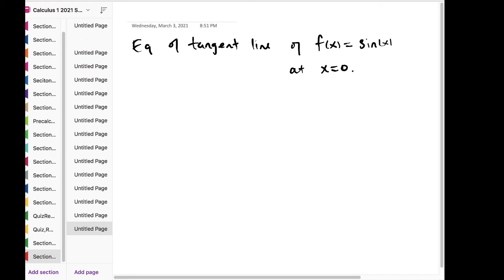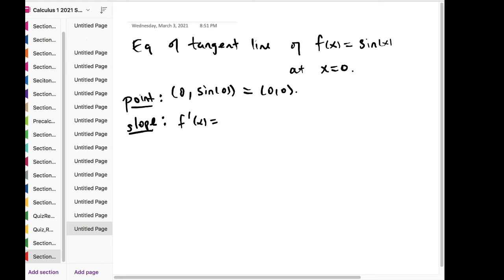Okay, how about sine? What's the point? And what's the slope? Yep, it's also the origin, 0, sine of 0, which is 0, 0. And the slope is 1 because the derivative is cosine. And the derivative at 0 is 1. So what is the equation? It's also y equals x.